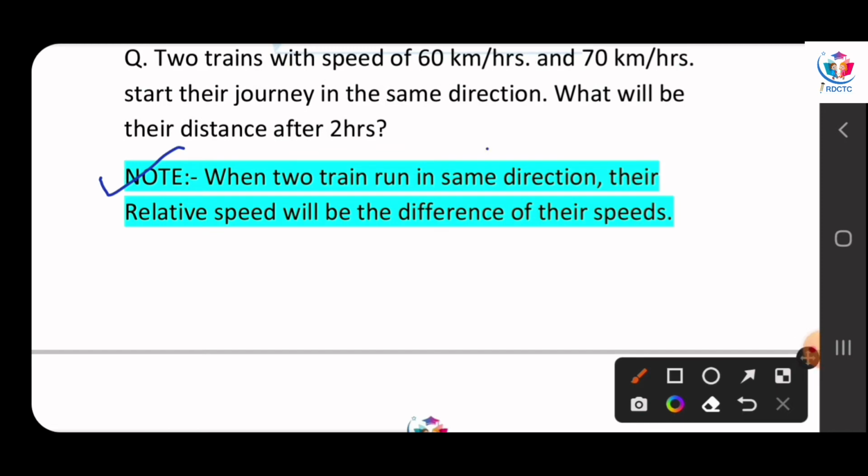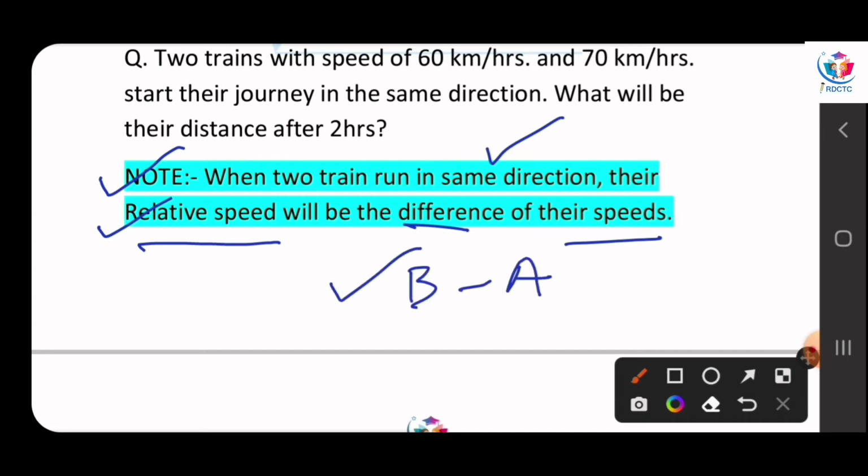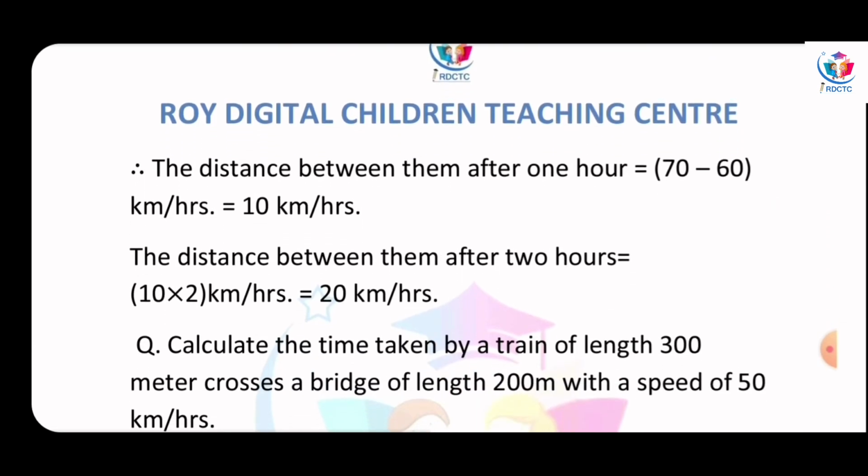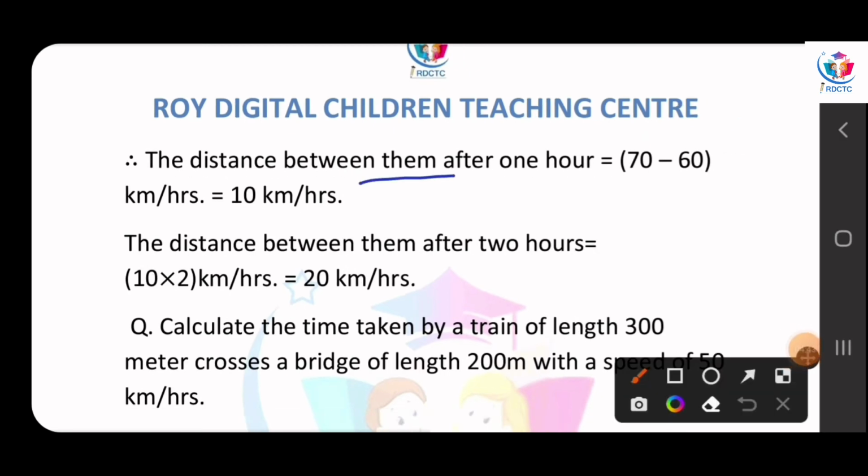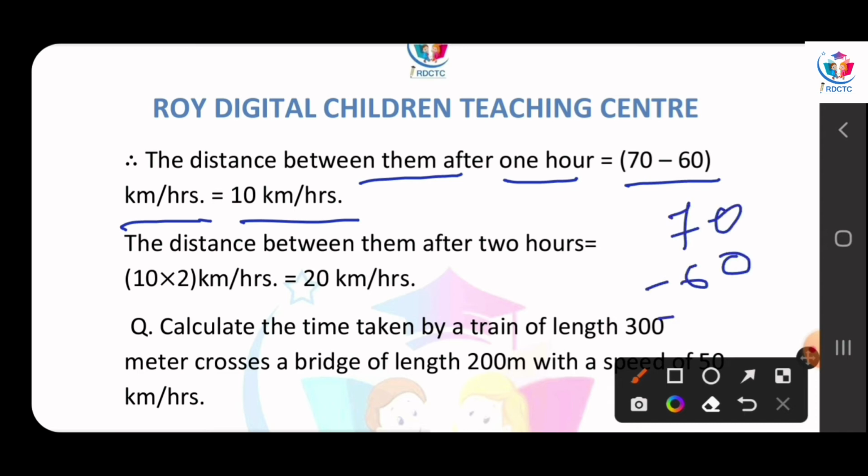When two trains run in the same direction, their relative speed will be the difference of their speeds. Okay, when we find out the relative speed, it will be the difference of the two trains' speeds, when they go in the same direction, right? When they go in the same direction, then we subtract the speeds. Here in this question, the distance between them after 1 hour, 70 minus 60 kilometers per hour equals 10 km per hour.